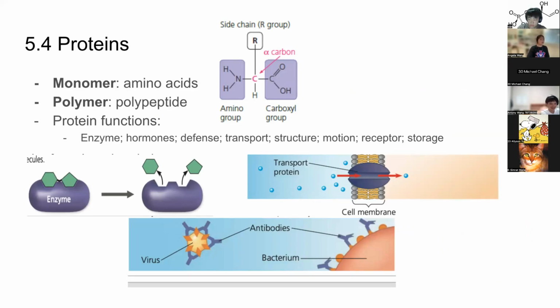The polymer is the polypeptide, and that is formed by linking amino acids with a peptide bond. And protein functions include being an enzyme, being a hormone, participating in defense with antibody proteins, transport proteins, structure, motion, receptor, and storage.